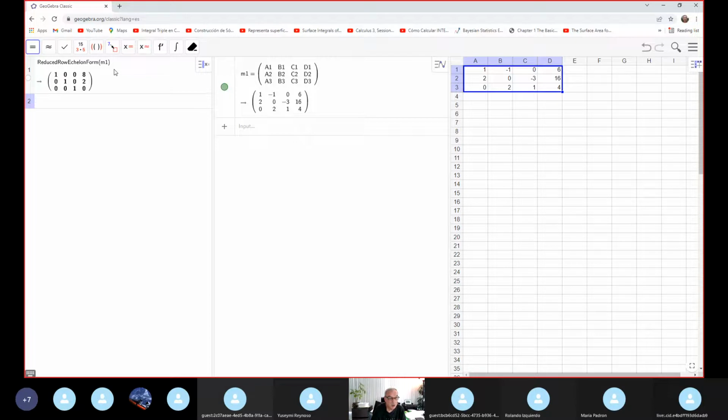Now, the action of the reduced row echelon form is you have one pivot, and below and above the pivot you create 0, 0, 0, 0. In the right hand side you have the solutions: x is equal 8, y is equal 2, and z is equal 0. Let me come back to the whiteboard to illustrate very well this idea.